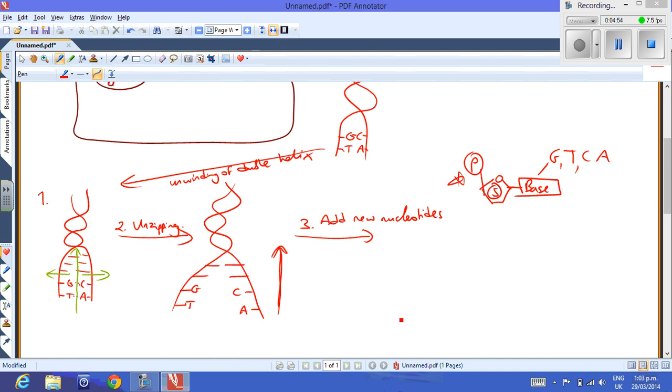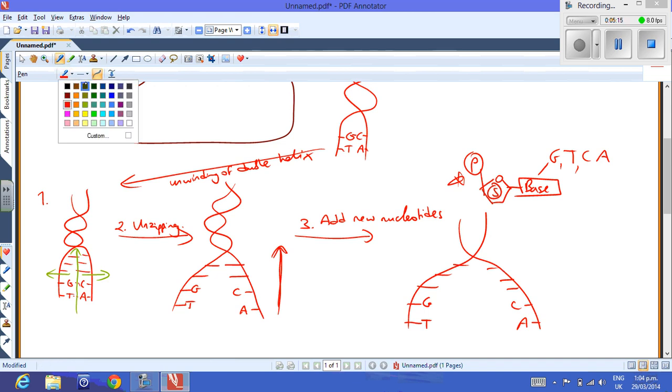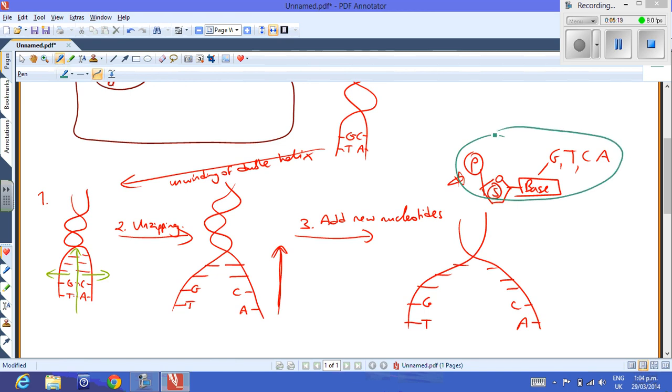So what I'm going to do now is use a different color for the new nucleotides. So in the situation we have here, we're unzipping the molecule still, so let's continue like this. We have T here, G there, and all the other bases. And we have A here and C here, and all the other bases continuing up the molecule. Now with the new bases, the new nucleotides, let's use a green color. So we're going to add these new nucleotides in green.